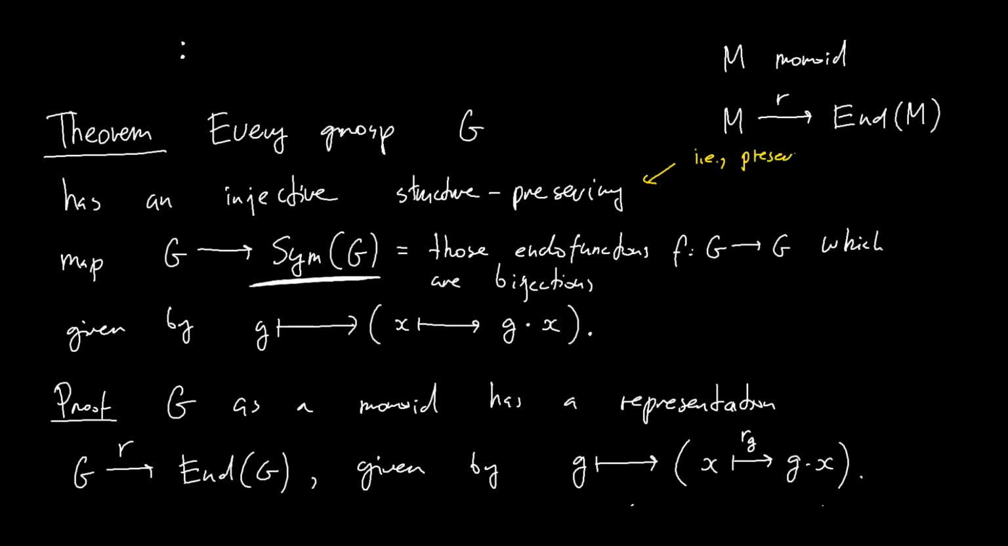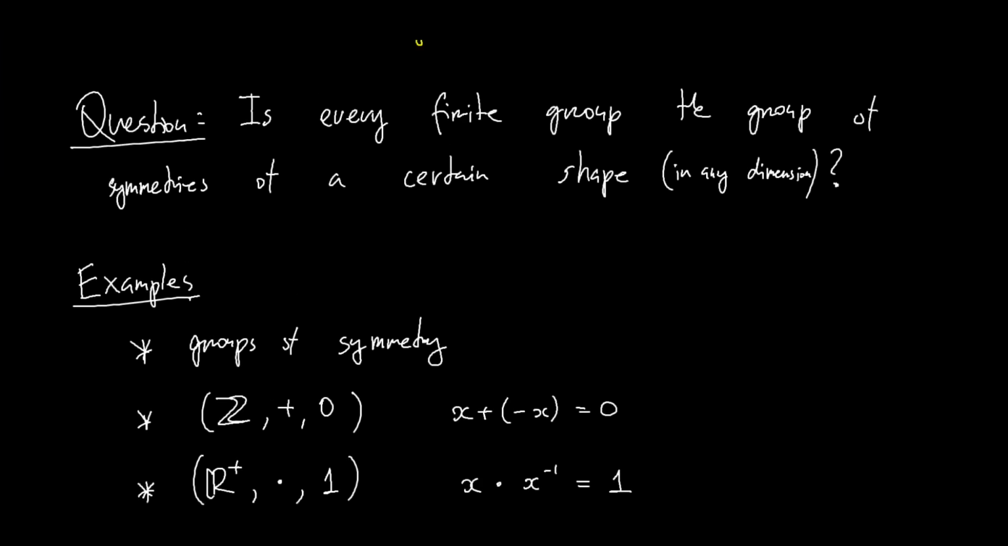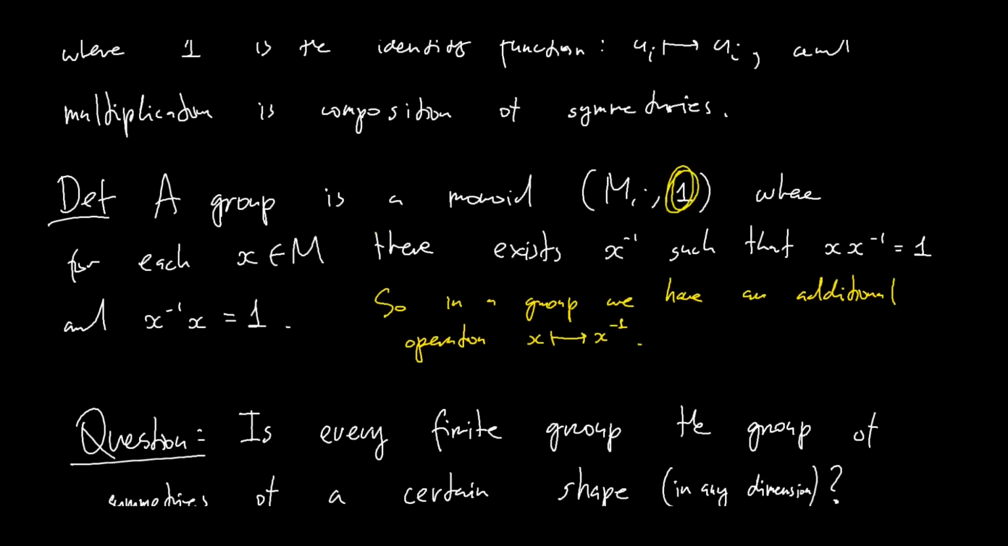So preserving the binary operation of multiplication, the unary operation of taking inverses, and there is a third operation which we have already in a monoid. This is this one. This we think of as a nullary operation.